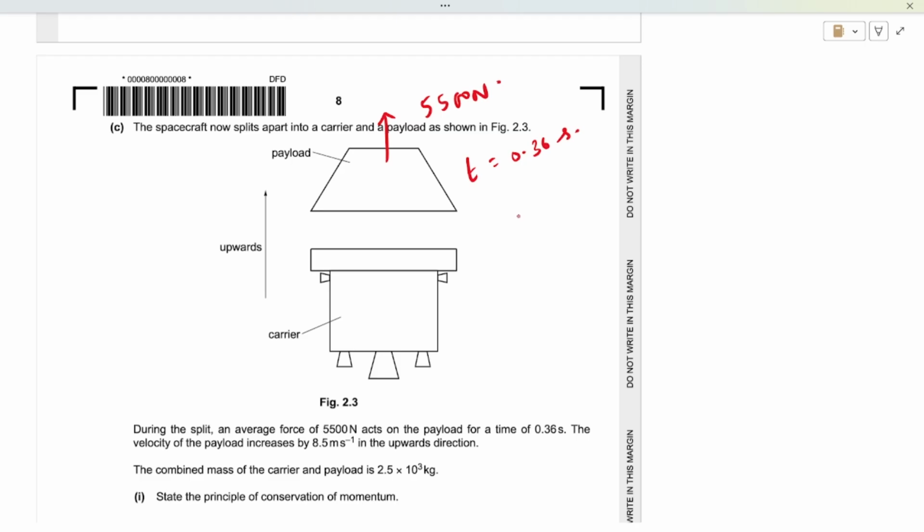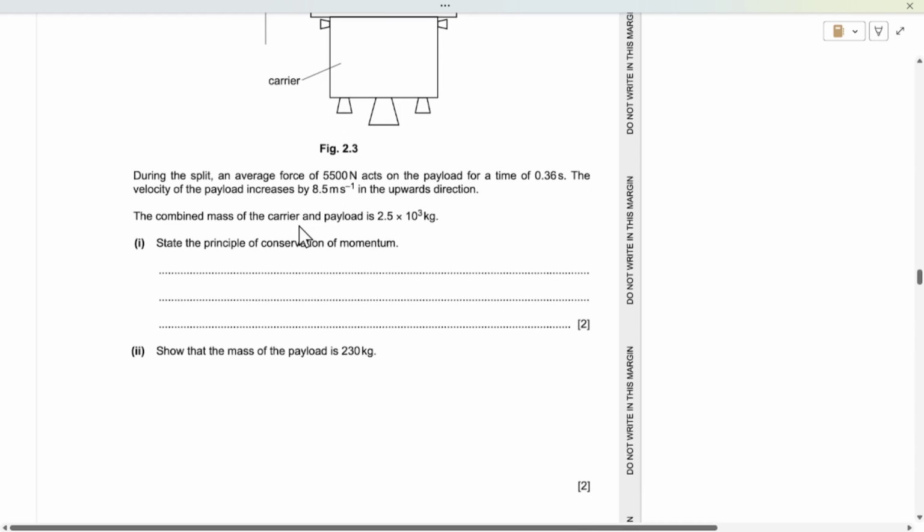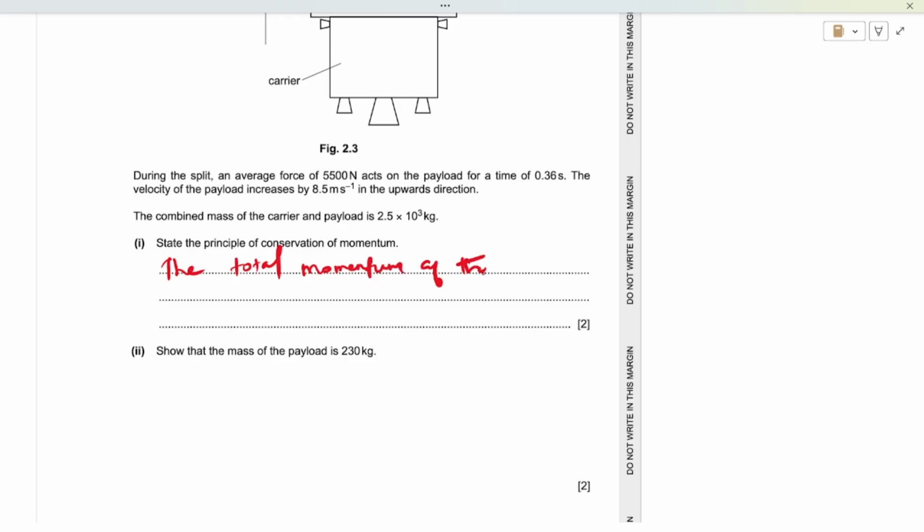It's a very simple question. The principle of conservation of momentum states that the total momentum of the system remains constant if no external force acts on the system.